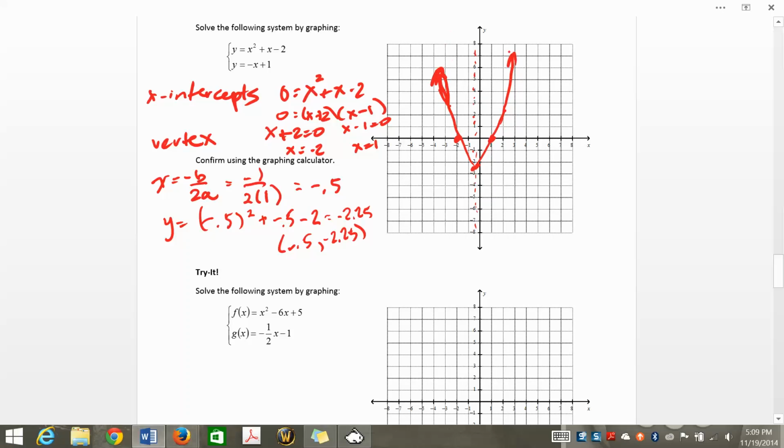Graphing on my computer screen is hard, and I can come up with this parabola like that. The next piece that I want to do once I have this graph is go ahead and graph the line, so negative x plus 1. This is just a line, so I follow my y equals mx plus b rules.